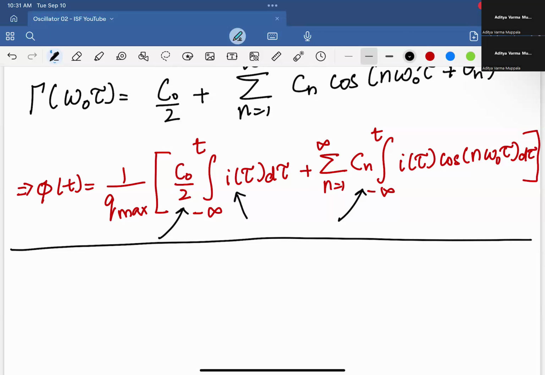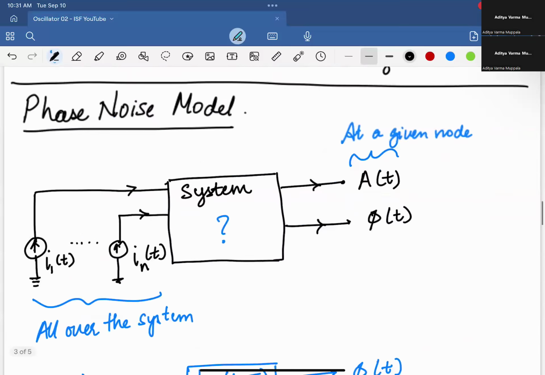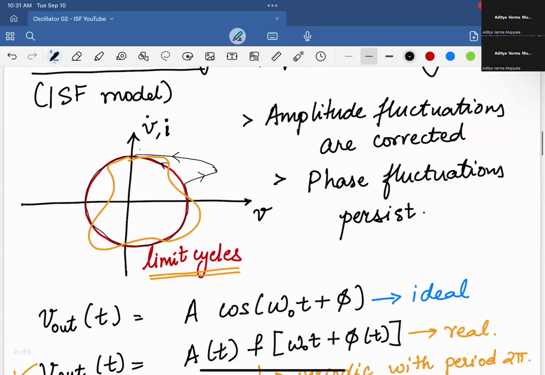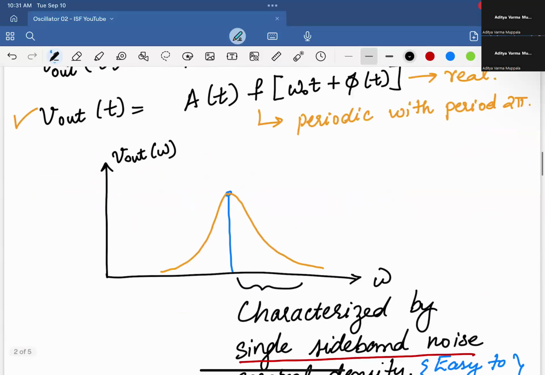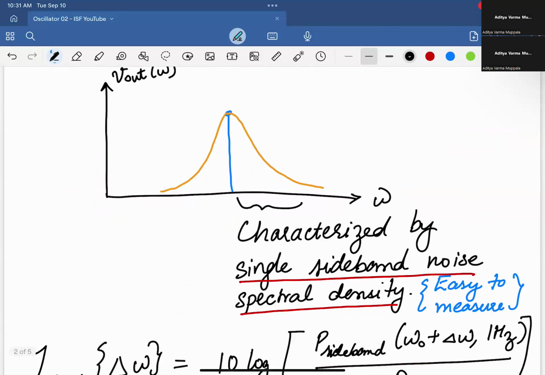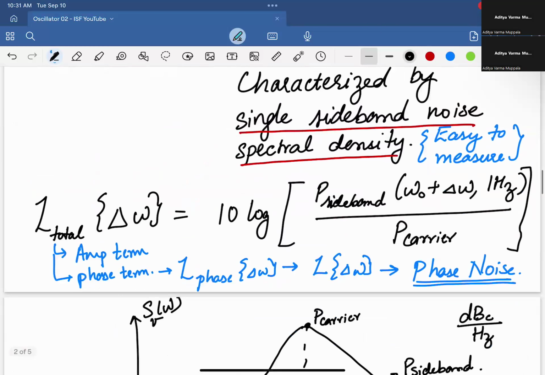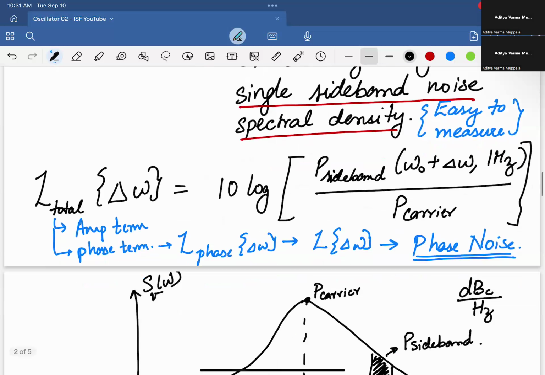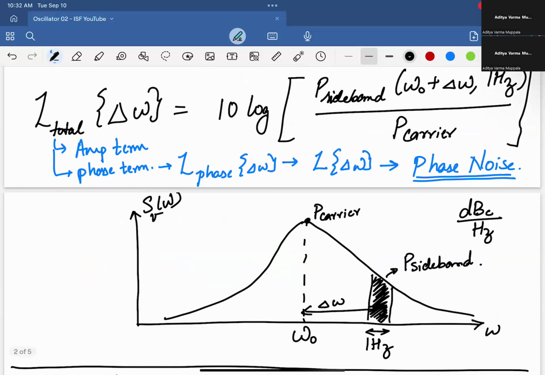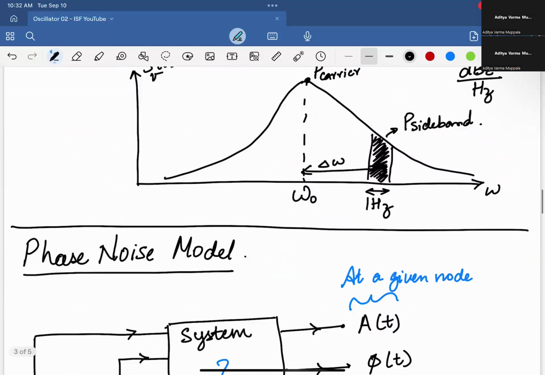So just to wrap up, we said, okay, we have a limit cycle. Do a quick review. So we said we have a limit cycle, and we looked in the previous video, we showed that they have amplitude fluctuations that are corrected, phase fluctuations that persist. And then we said, okay, we have a typical phase noise behavior for a real oscillator, characterized by this single sideband noise spectral density, which is easy to measure. And it has an amplitude term and a phase term. We care about the phase term, which is the dominant term, because the amplitude term is somewhat corrected for. And this phase term is called the phase noise, right? It's easy to define, easy to measure. Sorry, that's how it's defined.